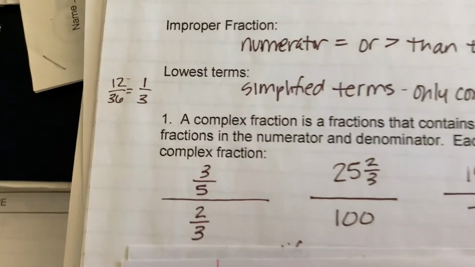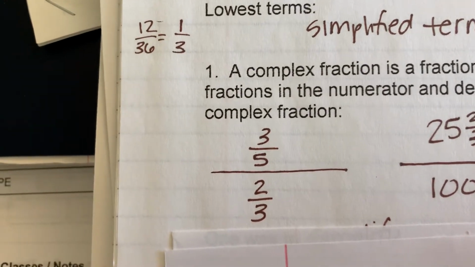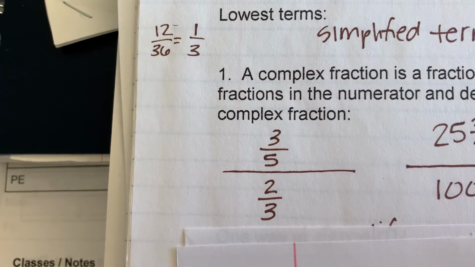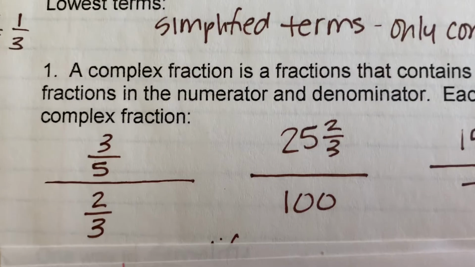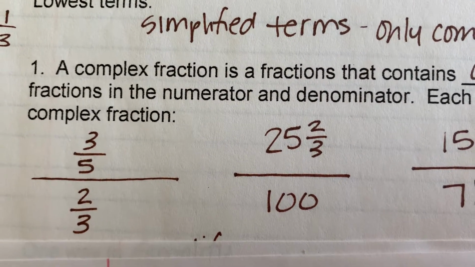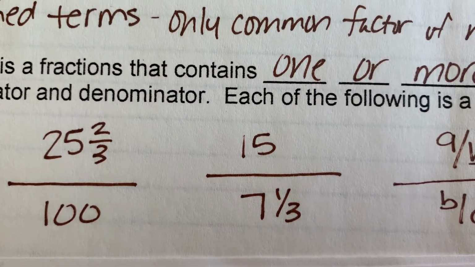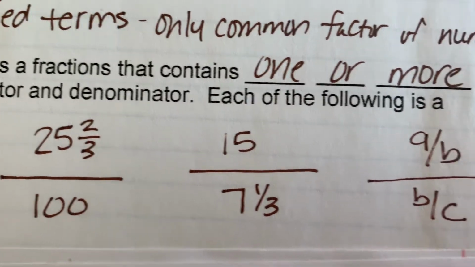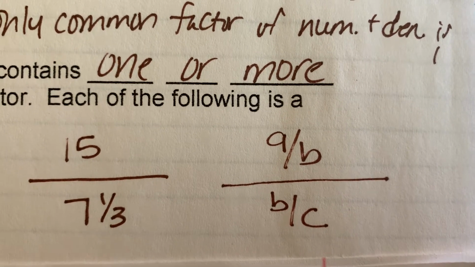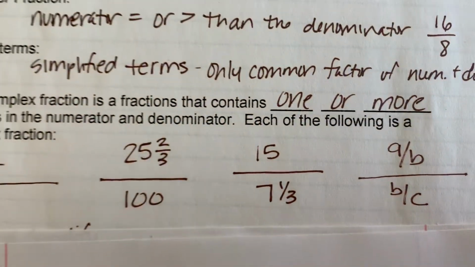All right, the first one, 3/5 divided by 2/3. Okay, so that's a fraction in the numerator and a fraction in the denominator. Here's one. We have a mixed number in the numerator and a whole number in the denominator. That's a complex fraction. We have a whole number in the numerator and a mixed number in the denominator. And then we can even use variables. We can say a over b divided by b over c. That still counts as a complex fraction.